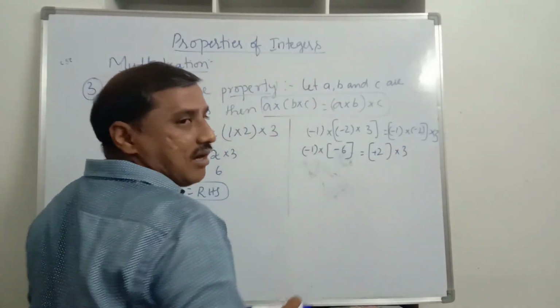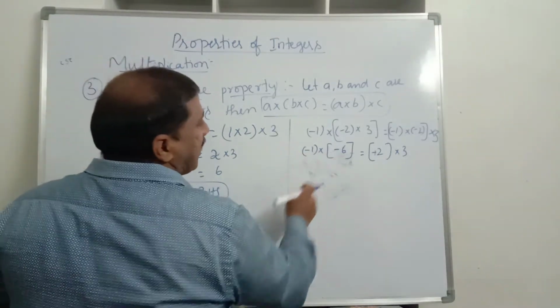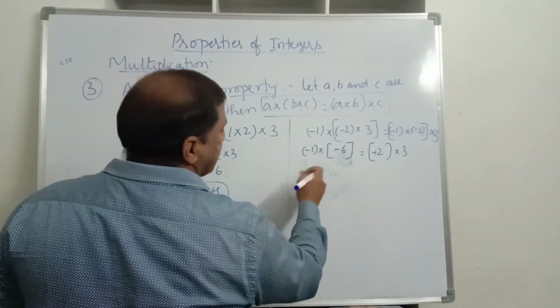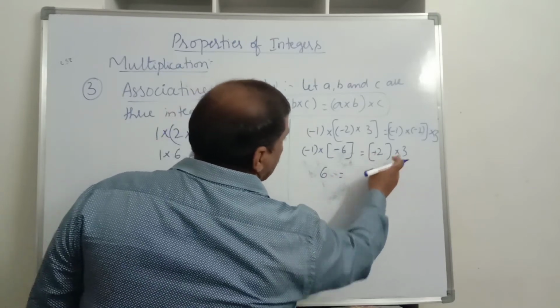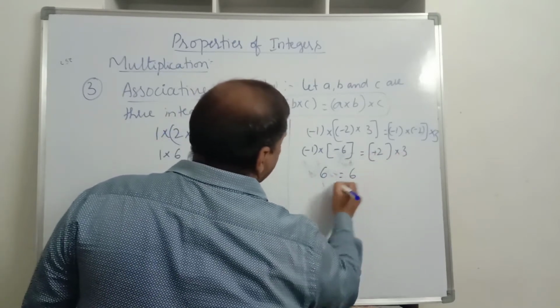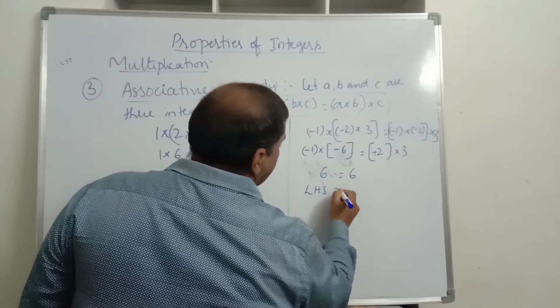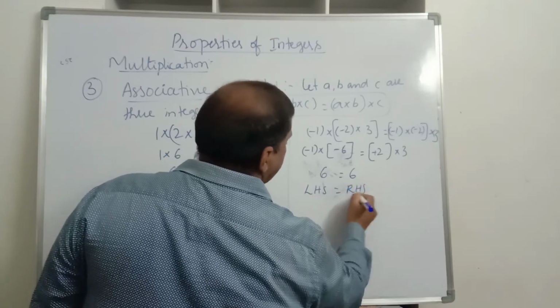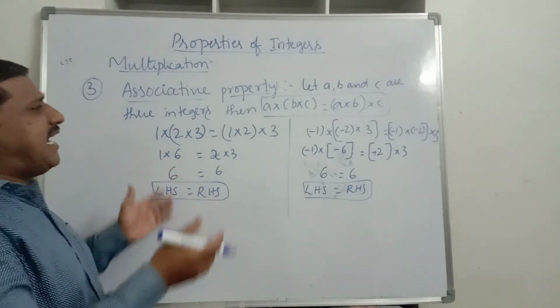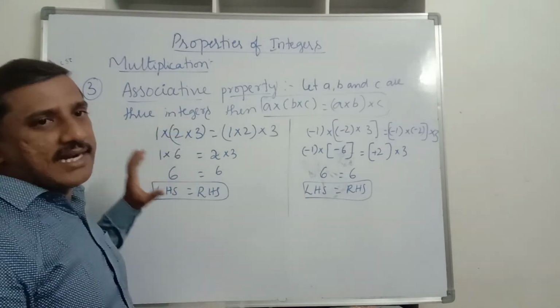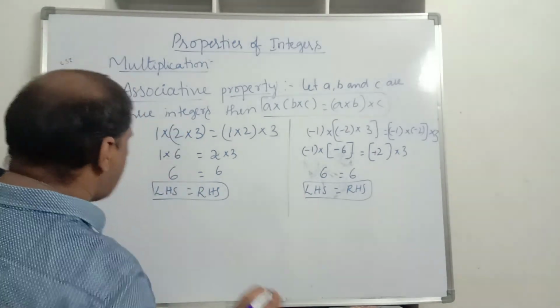Now multiply on our left hand side, it is minus 1 into minus 6, minus into minus it is plus, 1 into 6 is equal to 6. Okay, plus into plus is plus, 2 into 3 is 6. Again we got the same on left hand side and right hand side, that is LHS is equal to RHS. Like this, if you take any three integers, this property is satisfied under multiplication.